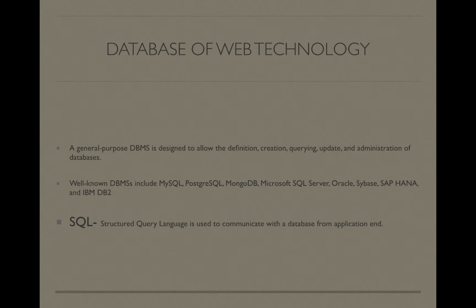So database is another important thing for web technology. One general concept is to allow the definition, creation, querying, update, and administration of databases. We use a DBMS, and some well-known DBMSs are MySQL, PostgreSQL, MongoDB, and many more. SQL, Structured Query Language, is used to communicate with our database from the application.